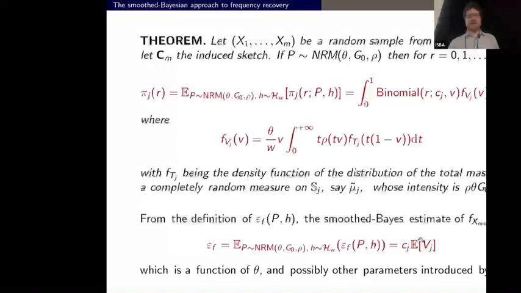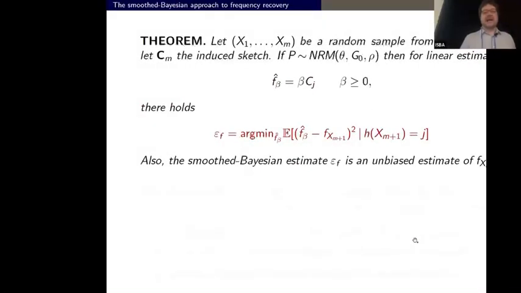epsilon f, which is this one, under this square loss, if I optimize with respect to all the possible estimates that are linear in Cj, the one that I obtain is the best one. So let's say that these estimates are obtained in this strange way that I call smoothing, but it has a Bayesian meaning. It's the best linear Bayes estimate that I can obtain, and it's also unbiased.